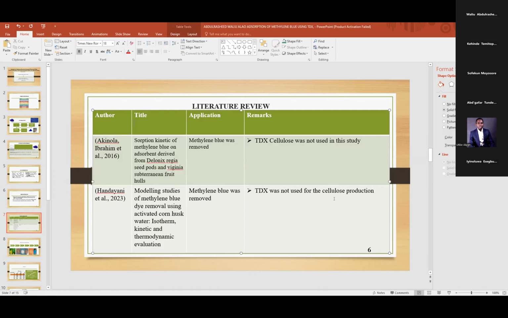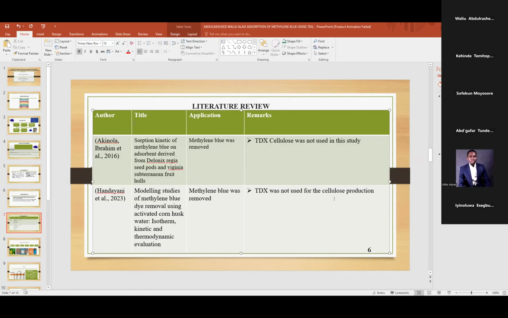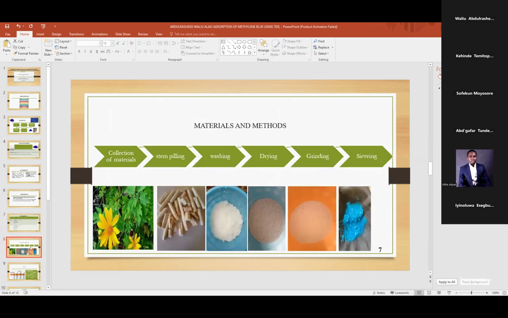Therefore, based on my research, I happen to be the first researcher that made use of cellulose obtained from Tithonia diversifolia xylem as an adsorbent to treat wastewater, and the cost is not that high, due to the process and the materials and methods.